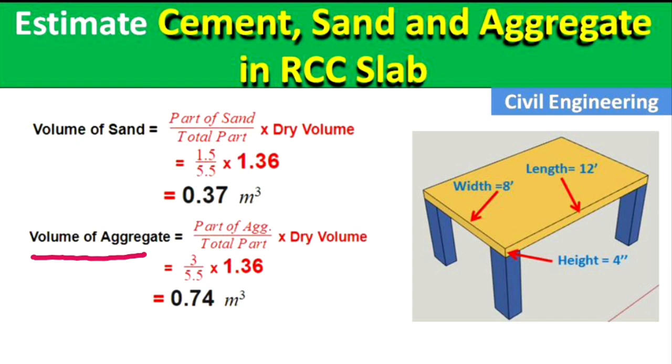Now calculate the volume of aggregate. So take the part of aggregate. How much was the part of aggregate? Part of aggregate was 3. Total part is the same, 5.5, and dry volume is the same, 1.36. After calculating all these values we will get 0.74 meter cube.